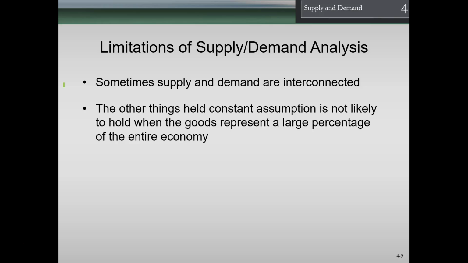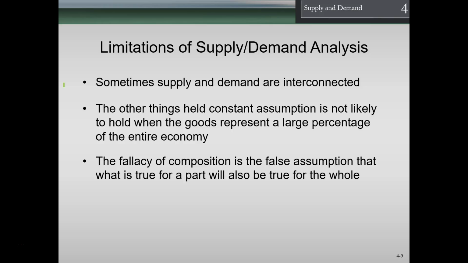The other-things-held-constant assumption is not likely to hold when goods represent a large portion of the entire economy. So obviously what we've done in this model, and in any model, is basically hold all other things constant and try to look at just two factors, and consider the cause and effect relationship of those factors. Now, that's not always going to be the case when we think of the larger context. We're going to have to think about situations when we can't really hold that assumption true, the assumption of all other things being constant.